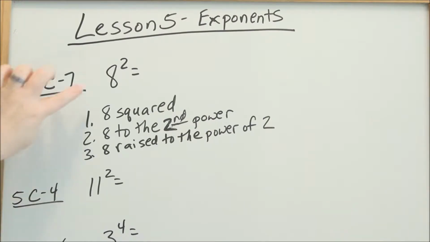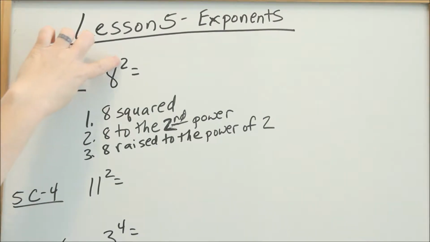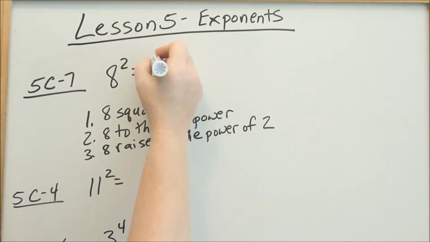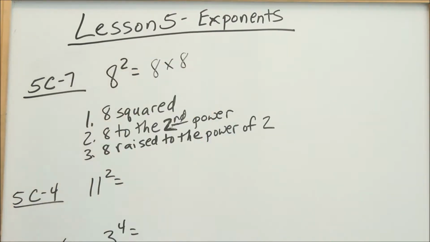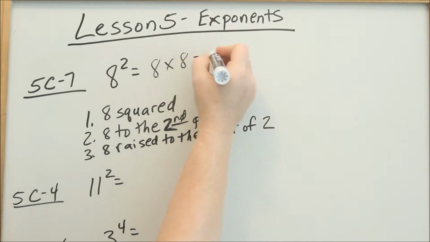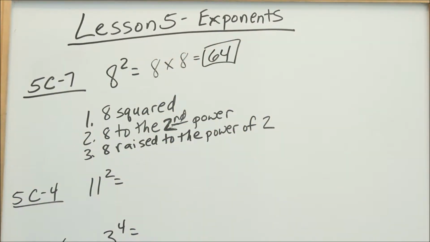What does it mean? Not what is the answer, but what does it mean? This exponent tells you how many times you're going to multiply this by itself. So that's a 2, so this means 8 times itself 2 times. So that means 8 times 8. And what is 8 times 8? 64. So you need to keep going until you get all the way to the final answer.